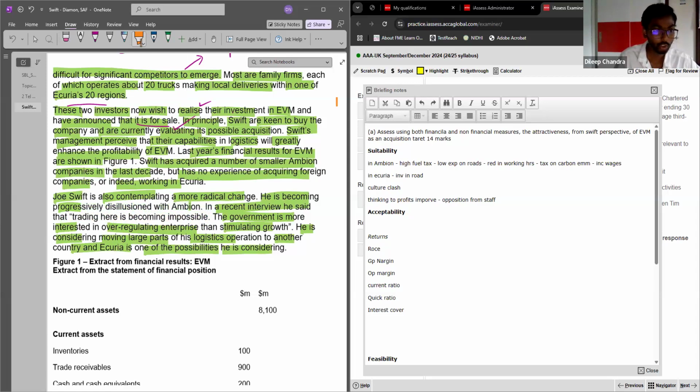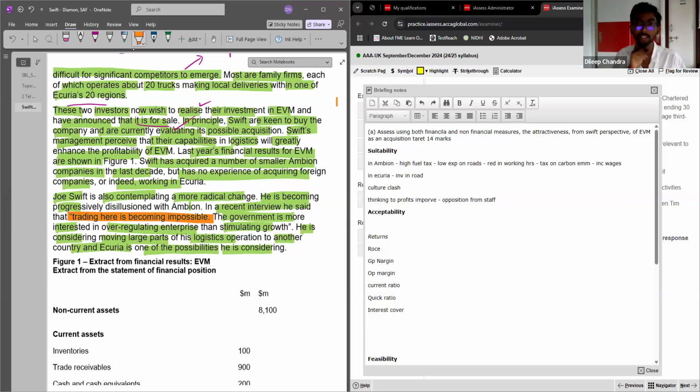As and when you identify opinions of the shareholders, opinions of somebody, opinions of media, opinions of government, you have to talk about that. You have to somehow link that with the answer. Whatever you're trying to say, you can use that in your answer. In this way, you're going to get commercial acumen marks.